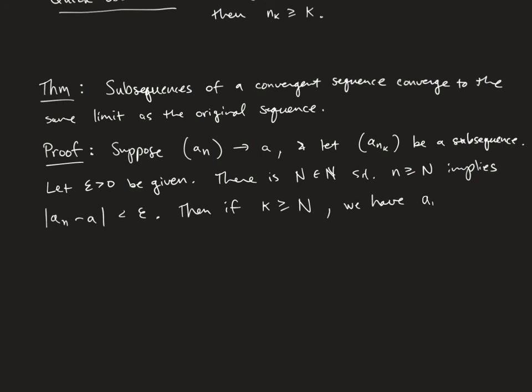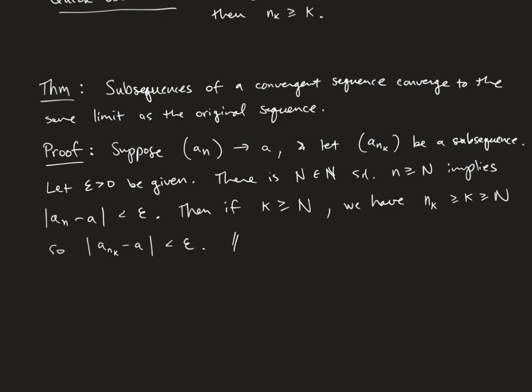that n sub k is bigger than or equal to k, which is bigger than or equal to N. So a sub n sub k is within epsilon of A. So this n sub k is one of these n's that's bigger than or equal to N, so we have this inequality for that value. Okay, so that completes the proof there.